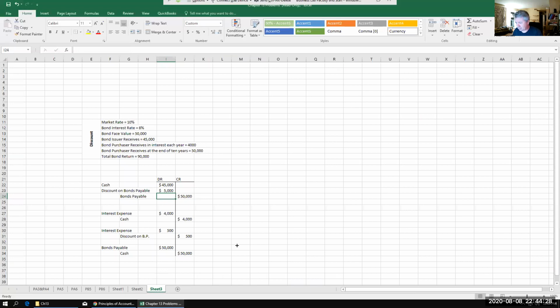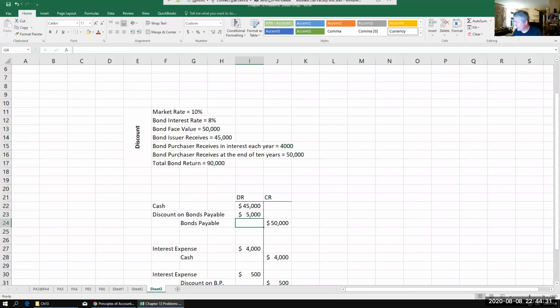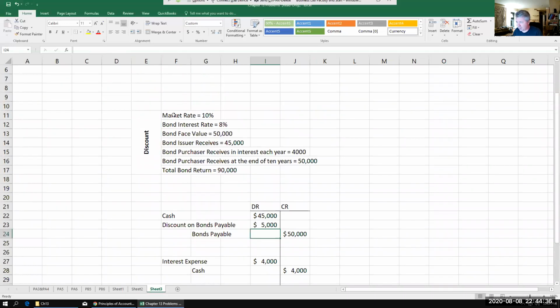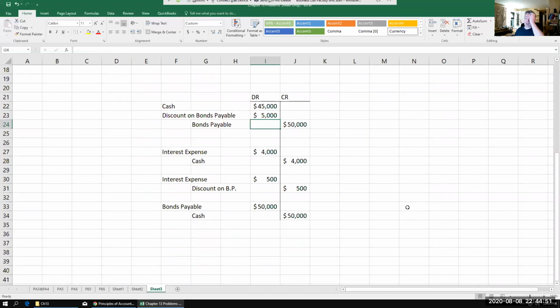But let's look at how that affects the company issuer's journal entries. Make these bigger. And so let's take a look. And again, let's just go over it one more time. Market rate was 10, we give 8, so we're unable to get the full 50 grand, so we were able to get 45. We pay $4,000 per year in interest. At the end of the 10 years, we pay $50,000. And so we see here where in the premium, we got a little bit extra, here we get a little bit less, and this will be what's known as a discount on bonds payable. Put that in the discount on bonds payable account.